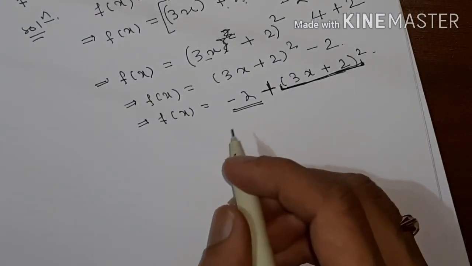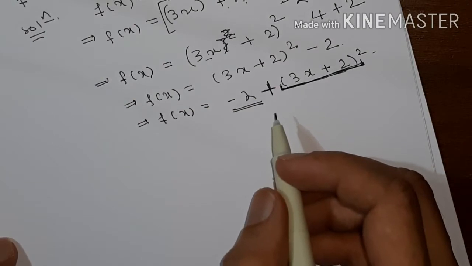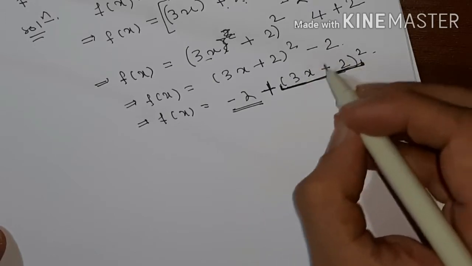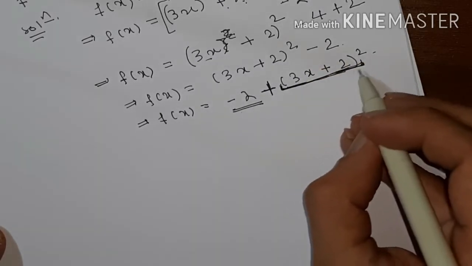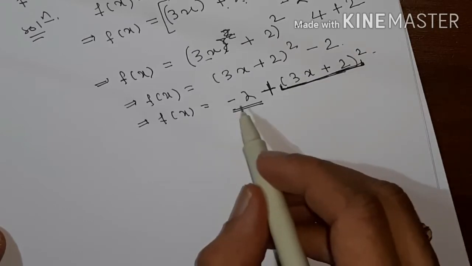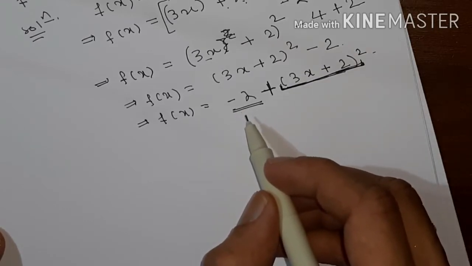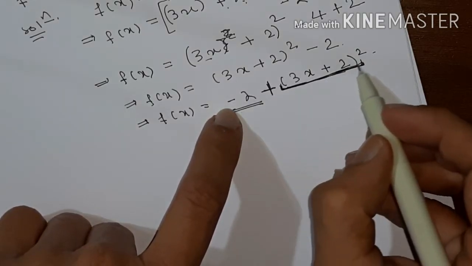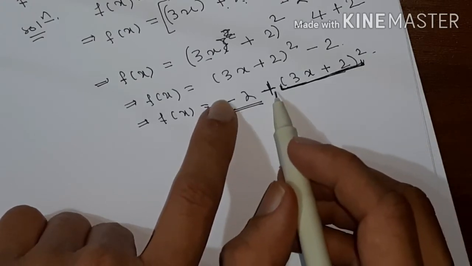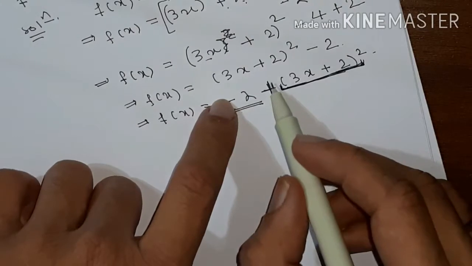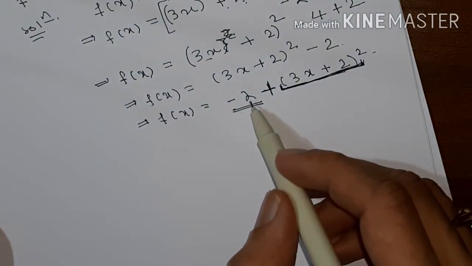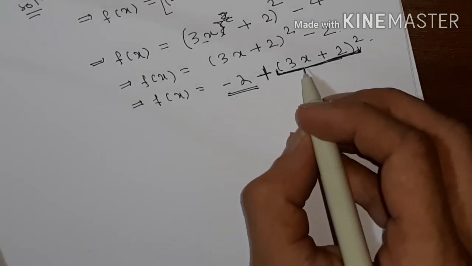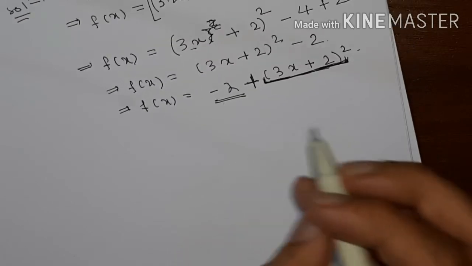Now does it have a minimum value? Yes, it has a minimum value. Why? Because if you take this as 0, this is a constant, then what you get is minus 2. So minus 2 will be the minimum, because if you take this as non-zero, every value that you get is greater than minus 2. So if this becomes 0, then you will get a minimum value.